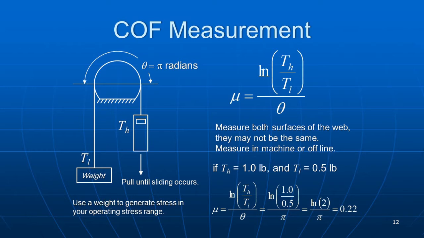Now, we can plug this into the Capstan formula that we've solved for coefficient of friction. We find the tension ratio, which we've just measured. We can take the natural log of that, and divide it by the wrap angle, theta in radians, pi in this case. And in an example here, if TH is 1 pound and TL is 0.5 pounds, our coefficient of friction calculates out to be 0.22.